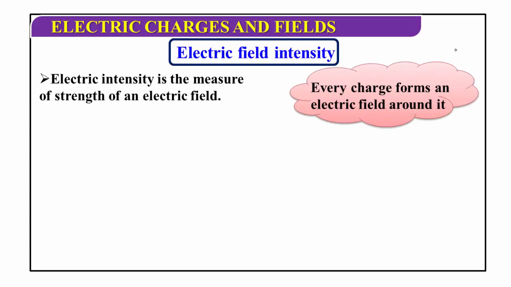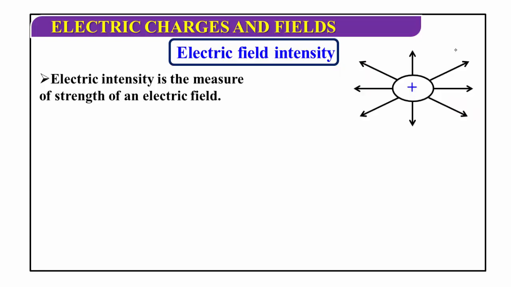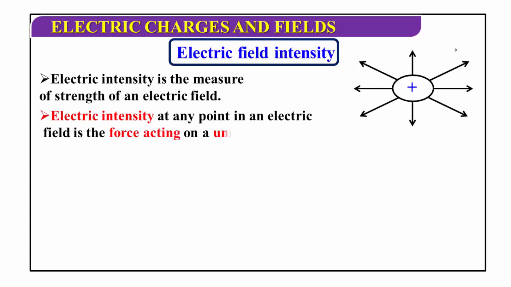Every charge forms an electric field around it. Every charge, even a single small elementary particle charge, produces an electric field around it. Therefore, now I consider one unit positive charge, which produces the electric field. Here, electric intensity at any point in an electric field is the measurement of strength of an electric field.